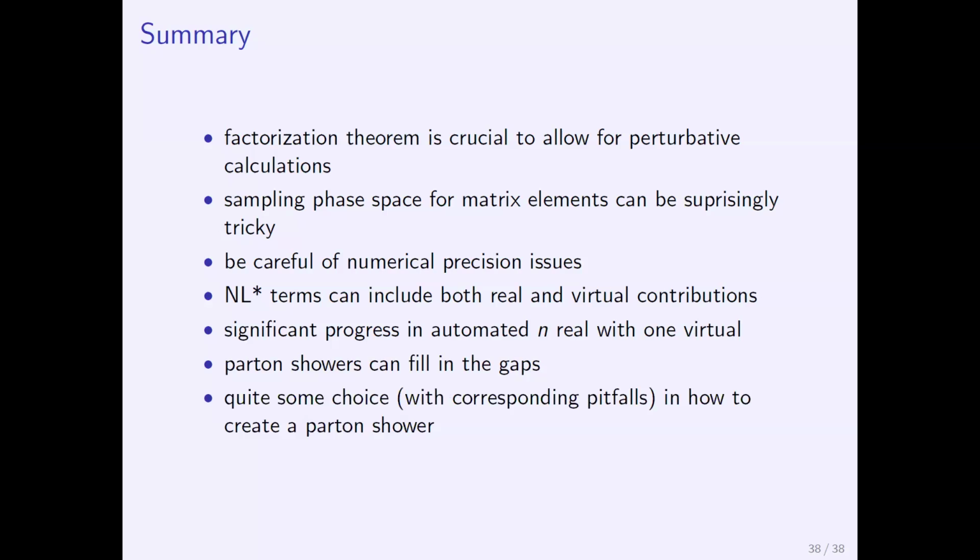So in the end, there's really quite some choice, with corresponding pitfalls as well, about how you construct these parton showers, whether you use a dipole formalism or not, what ordering variable you use and whatnot. They're all really quite important to consider, but it really depends on what you're trying to do. So that's pretty much all of the advice that I have on parton showers plus matrix elements. Questions?